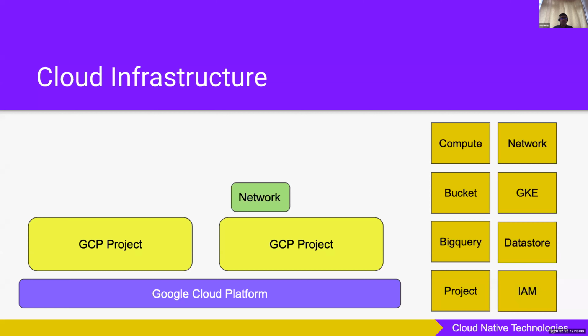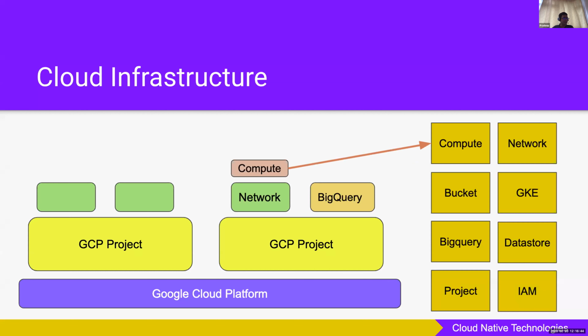The same way, if I want a network or a set of networks, I can just call the network module and I get the networks. If I want BigQuery tables, I call the BigQuery modules and get them. Similarly for compute, I call the compute modules and get a number of compute instances. These are the primitive building blocks.